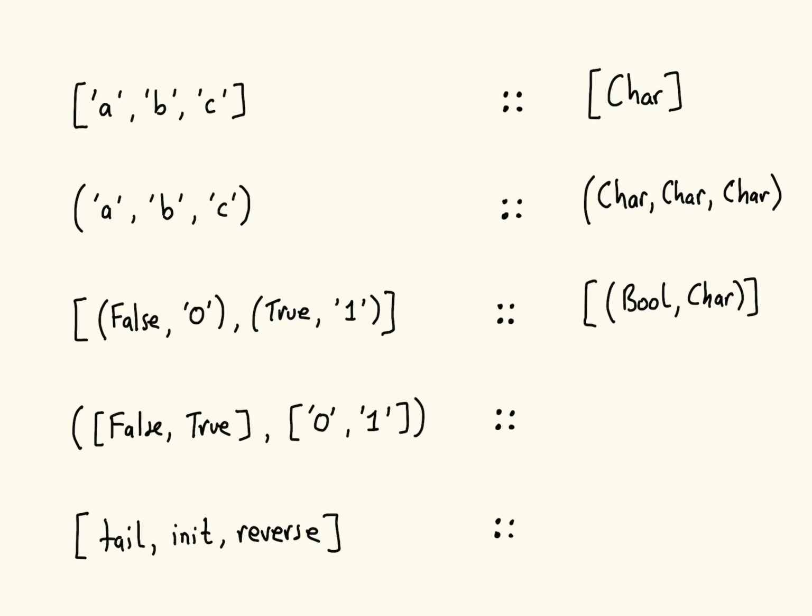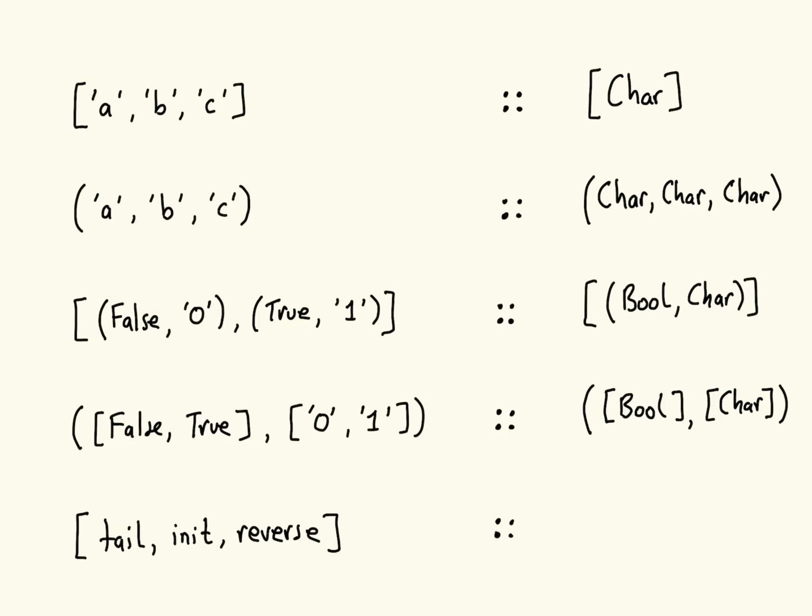The next one is very similar, except things are kind of reversed. Here we have a pair whose first component is a list of booleans, false and true, and whose second component is a list of characters. So again, we can write that down just directly in Haskell notation. We have a pair whose first component is a list of booleans and whose second component is a list of characters. Nice and easy.